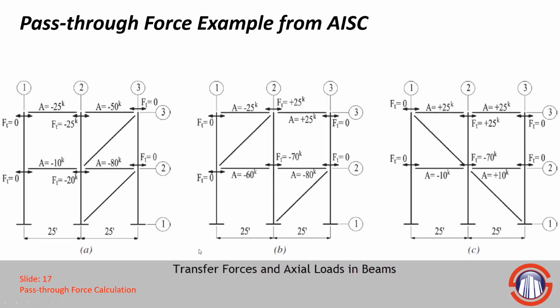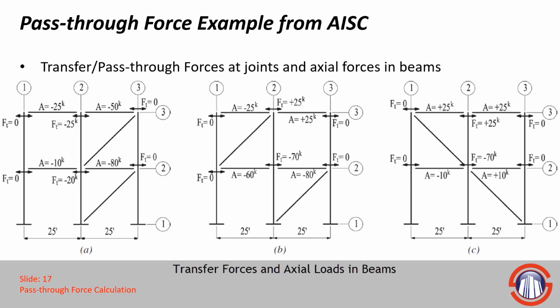And ultimately, we're then going to look at the transfer forces and the axial loads in the beam. So the transfer forces, or pass-through forces, as we've referred to them already, are the forces that are being transferred through the joints that represent our connection. So again, I'm just focusing in on these very middle joints here. So for this particular joint on bracing configuration A, on the left-hand side, we have a transfer force of 20 kips. In the middle, for bracing configuration B, we have a transfer force of 70 kips. And the same thing here on bracing configuration C.